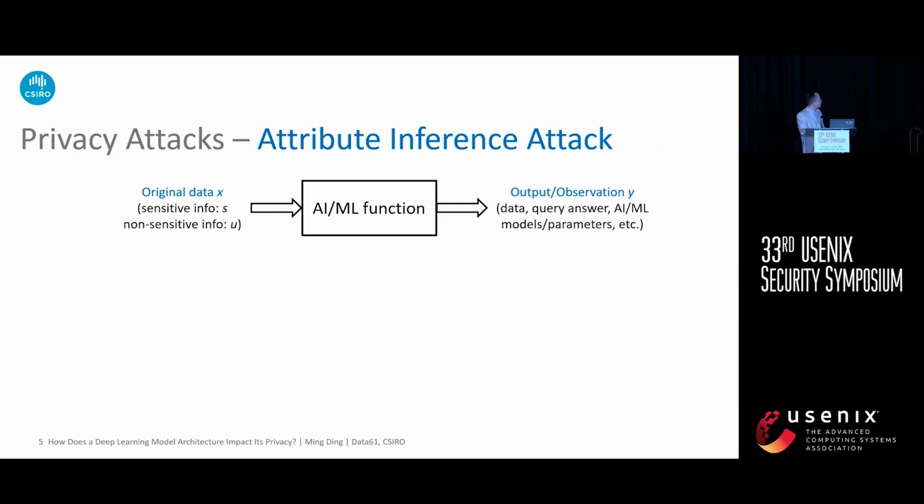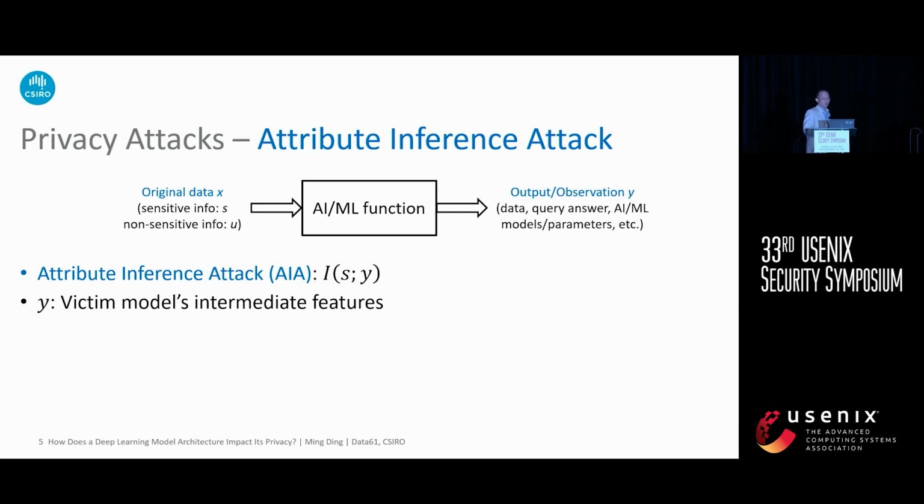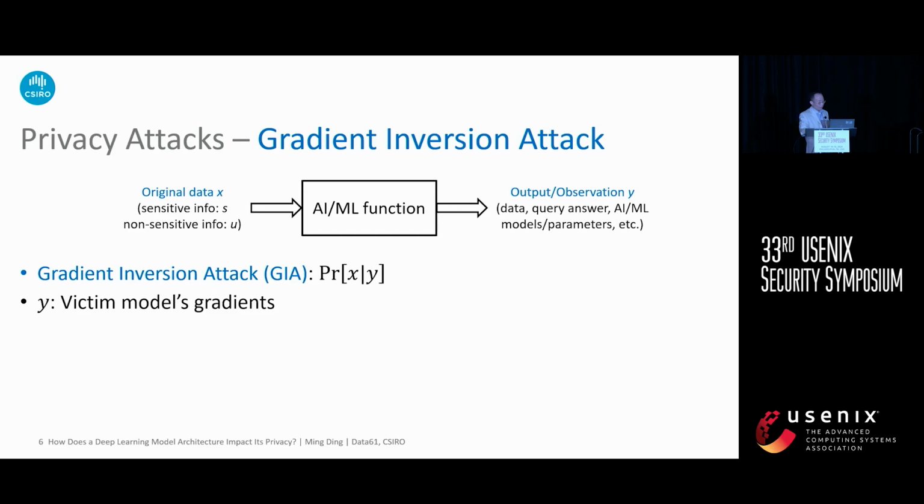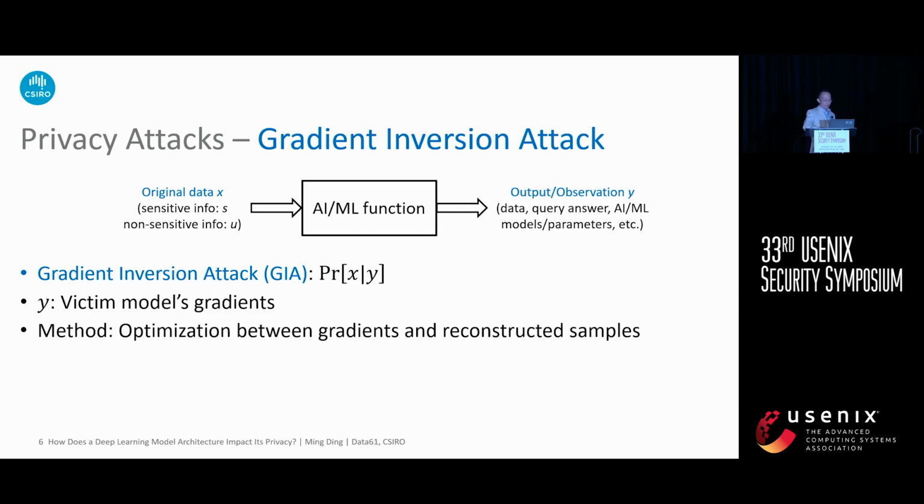The second privacy attack method is the attribute inference attack, with the same model. But for this one, we are more concerned about the mutual information between the sensitive information S and the observation Y. In this case, Y refers to the victim model's intermediate features. A typical method would involve training an attack model based on those features. Finally, we have the gradient inversion attack. Again, same system model, but in this case we are more interested in the posterior probability of sample X conditioned on the observation Y, where Y refers to the victim model's gradients. A typical method would involve optimization between gradients and the reconstructed samples.